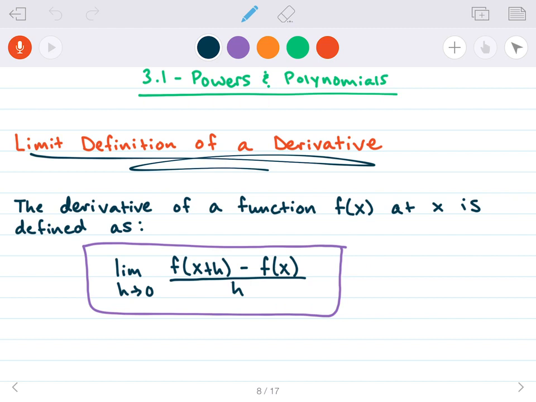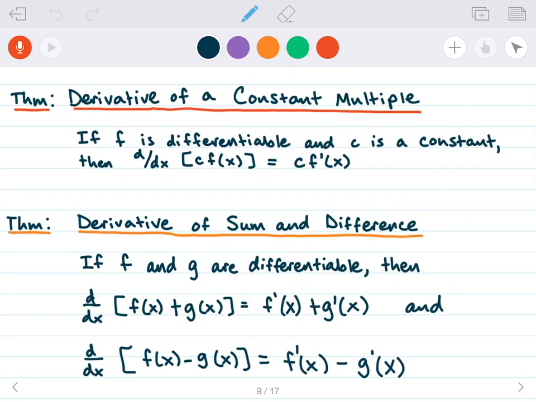So just as a reminder, the derivative that we know so far as defined with limits is the following. If we have a function f of x and we're looking at the derivative at x, aka the slope of the tangent line to x, it's defined as the limit as h goes to 0 of f of x plus h minus f of x over h. So let's get to the shortcut.